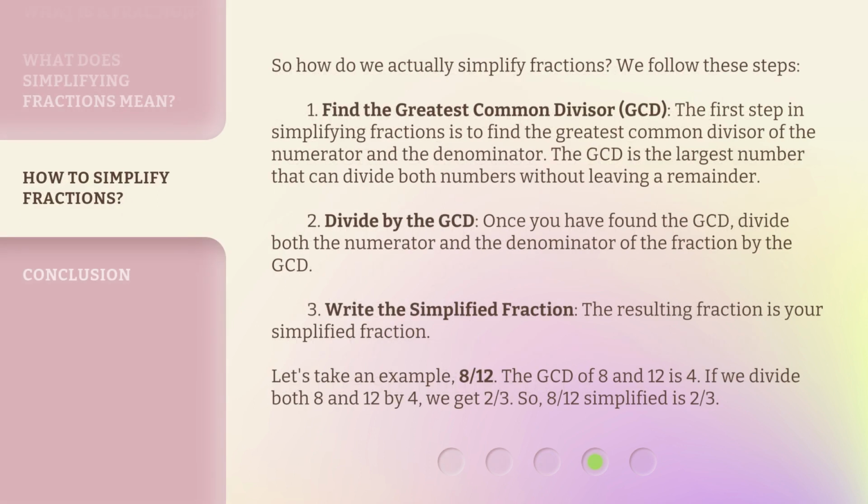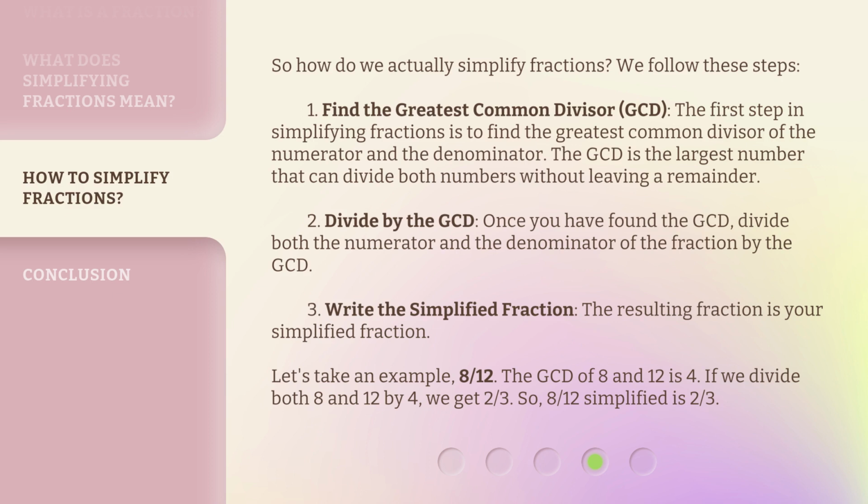So how do we actually simplify fractions? We follow these steps. 1. Find the greatest common divisor, GCD. The first step in simplifying fractions is to find the greatest common divisor of the numerator and the denominator. The GCD is the largest number that can divide both numbers without leaving a remainder.